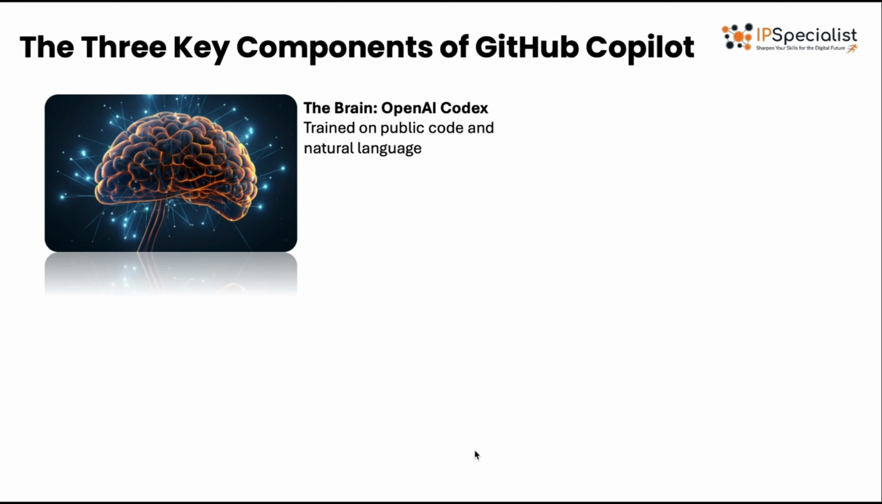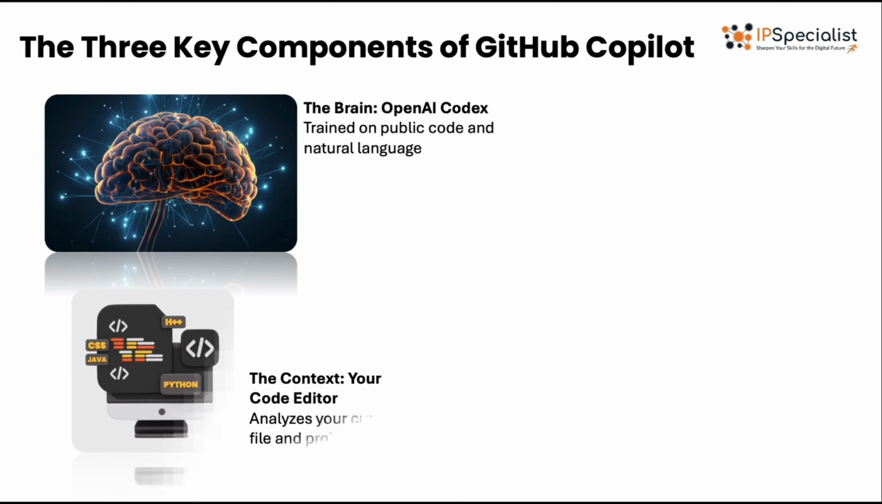This training means Codex has ingested coding patterns, syntax, best practices, and even common bugs across dozens of programming languages. It hasn't just memorized code, it has learned the structure and logic behind it. This vast knowledge base is what allows it to generate relevant code from scratch.